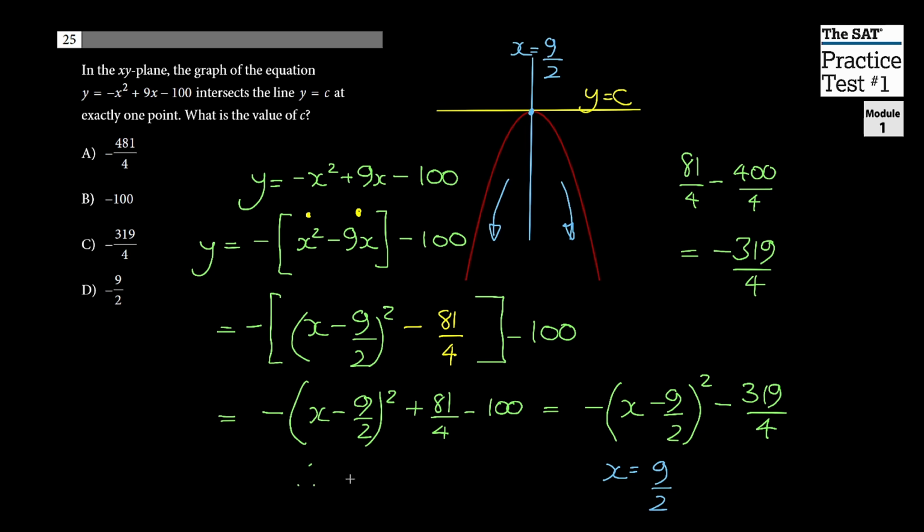Writing our conclusion out that c is equal to negative 319 over 4. And that's option C.